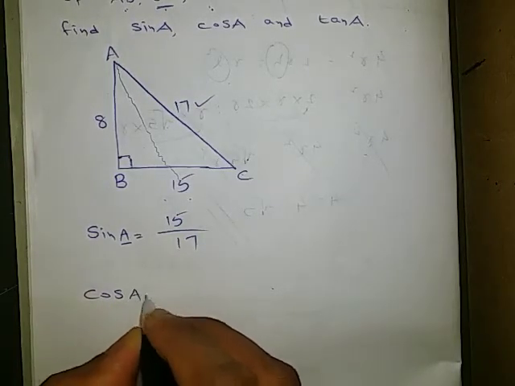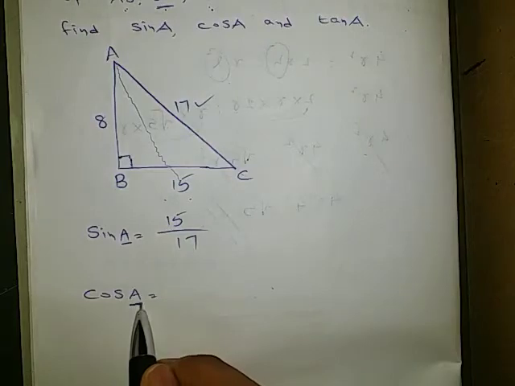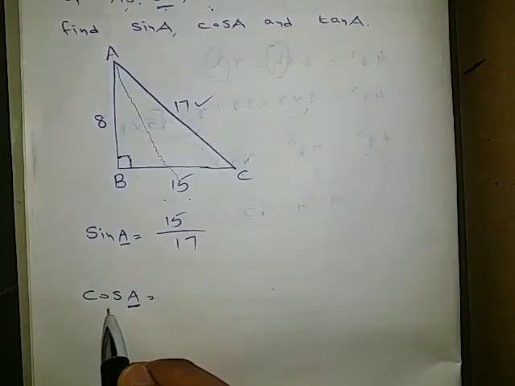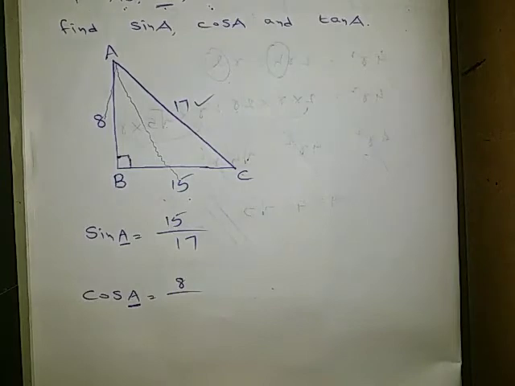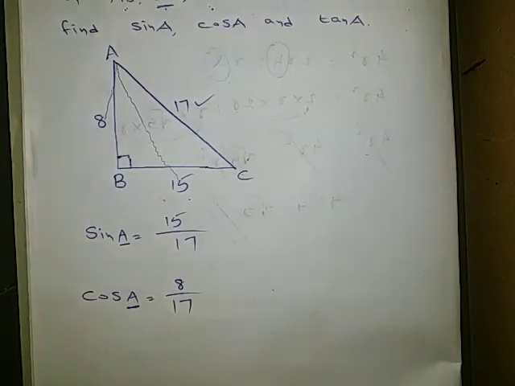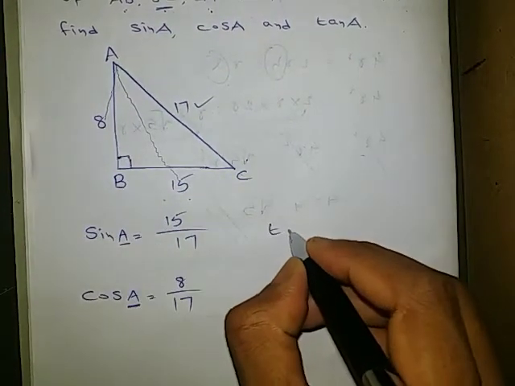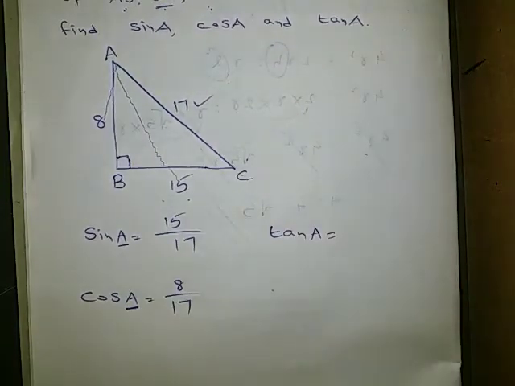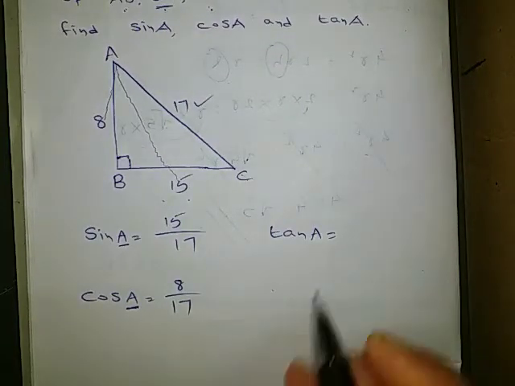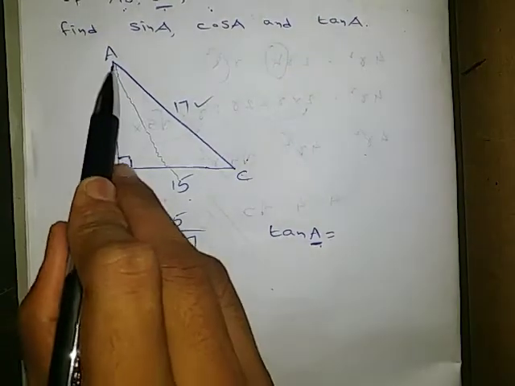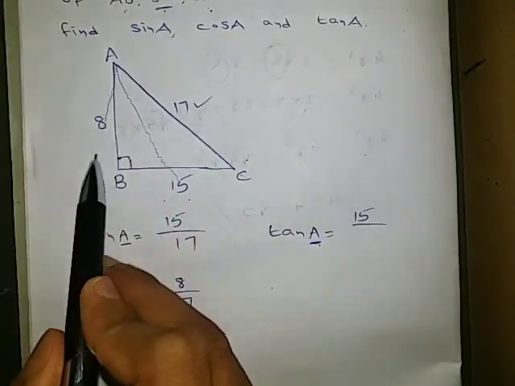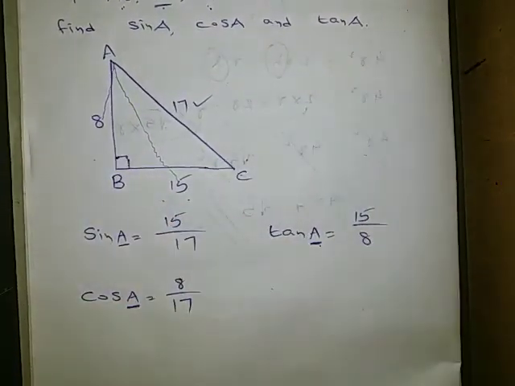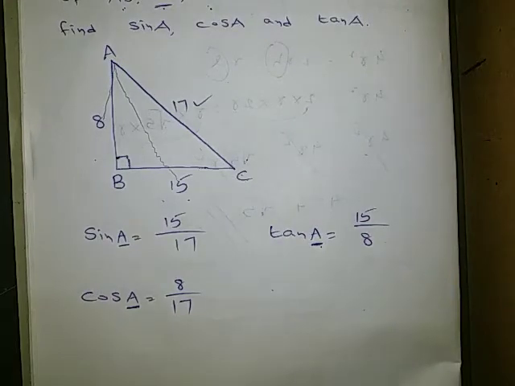Next, cos A, again for the same angle A only. For the angle A, cos is nothing but adjacent by hypotenuse. So for A, adjacent is 8 divided by hypotenuse 17. Next, tan A. Tan A is nothing but opposite by adjacent for the particular angle A. So for angle A, opposite 15 divided by adjacent 8. So tan A is 15 by 8.